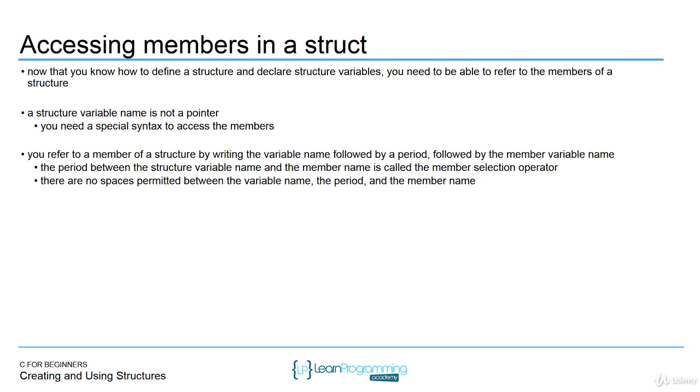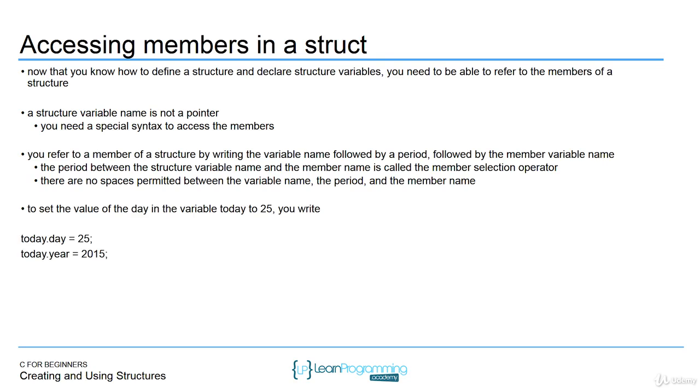You can refer to a member of a structure by writing the variable name followed by a period. It's usually called the dot operator. And then after that dot operator, you follow with the name of the member variable inside of that struct. The period between the structure variable name and the member name is called the member selection operator, also referred to as the dot operator. There are no spaces permitted between the variable name, the period, and the member name.